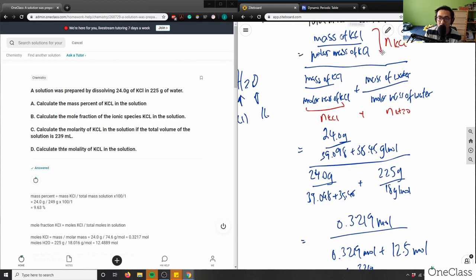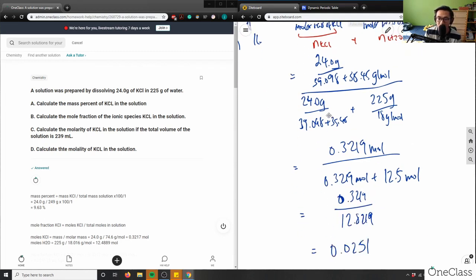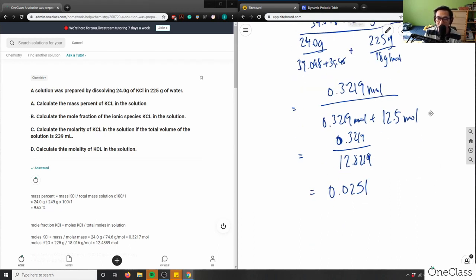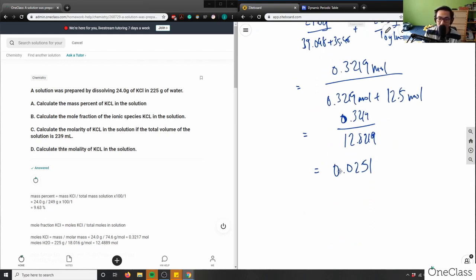And then it's basically just math, right? I know that moles equals mass over molar mass, so mass over molar mass divided by mass over molar mass plus mass over molar mass. These two here are the same, the moles of potassium chloride, 0.3219. And to solve for the moles of water, it's again just the mass of water divided by the molar mass of water to give us 12.5. Then I simply divided the two numbers to get 0.0251. So that's our mole fraction for this question here.